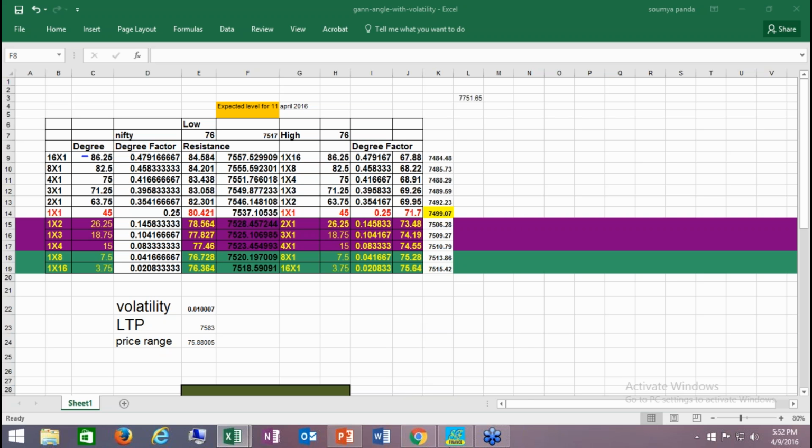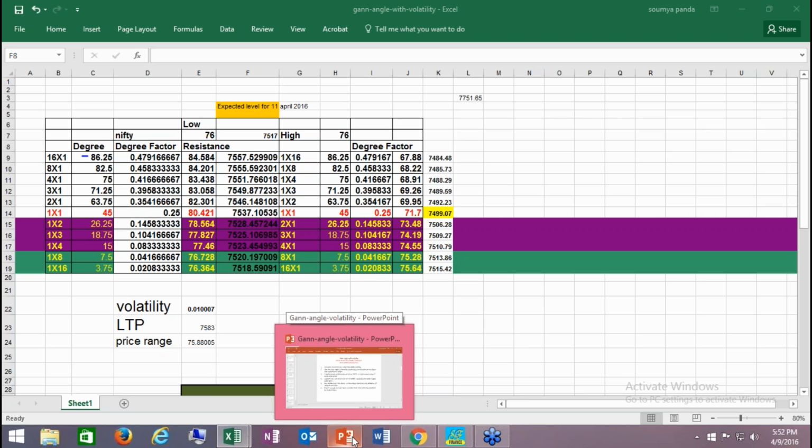So this is what the Gann angle and volatility technique is. It is highly reliable for intraday trade and gives excellent success in intraday trade. However, you have to keep in mind that though this trade has a greater success rate, you have to hedge your position. Hedging is also equally important for your trade. That is a good practice.